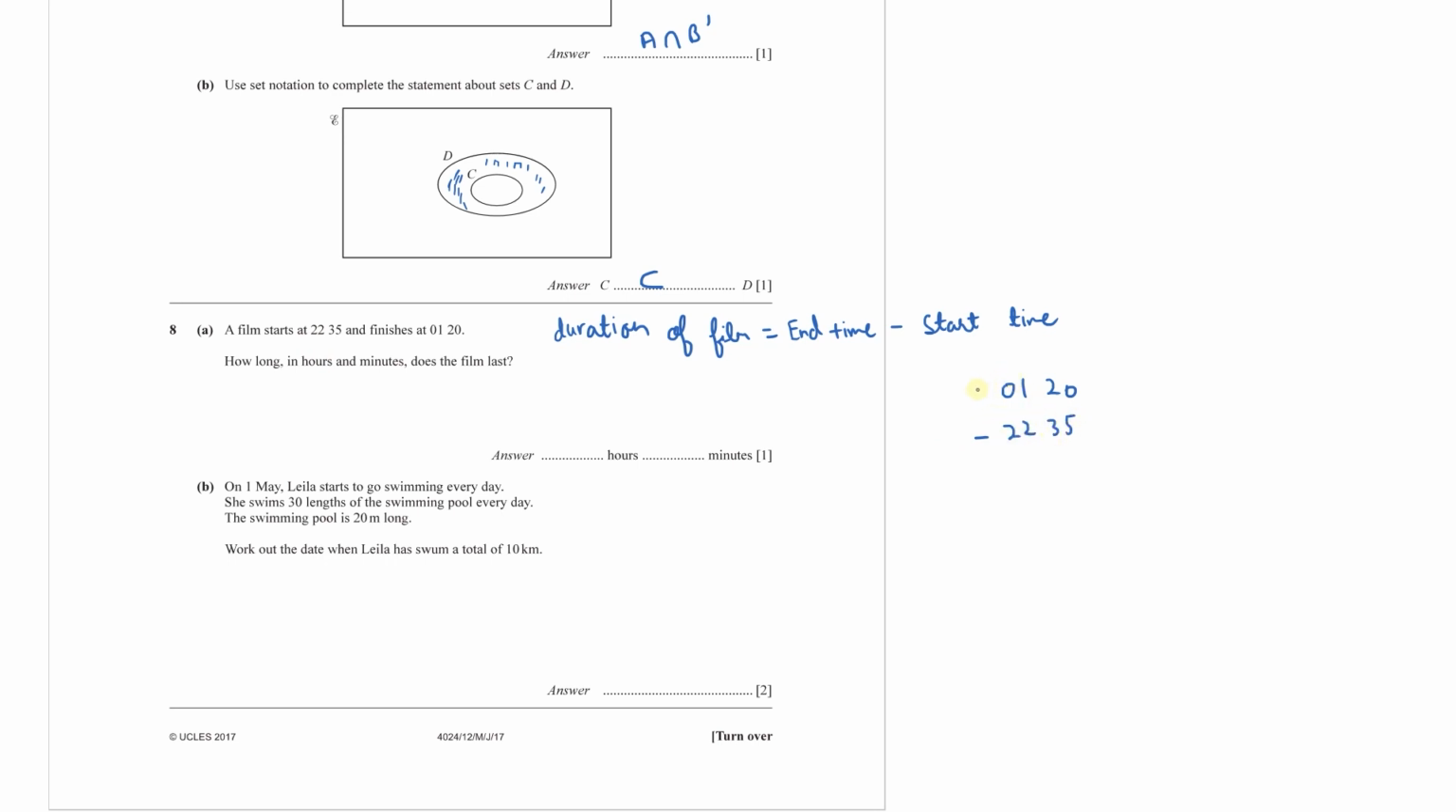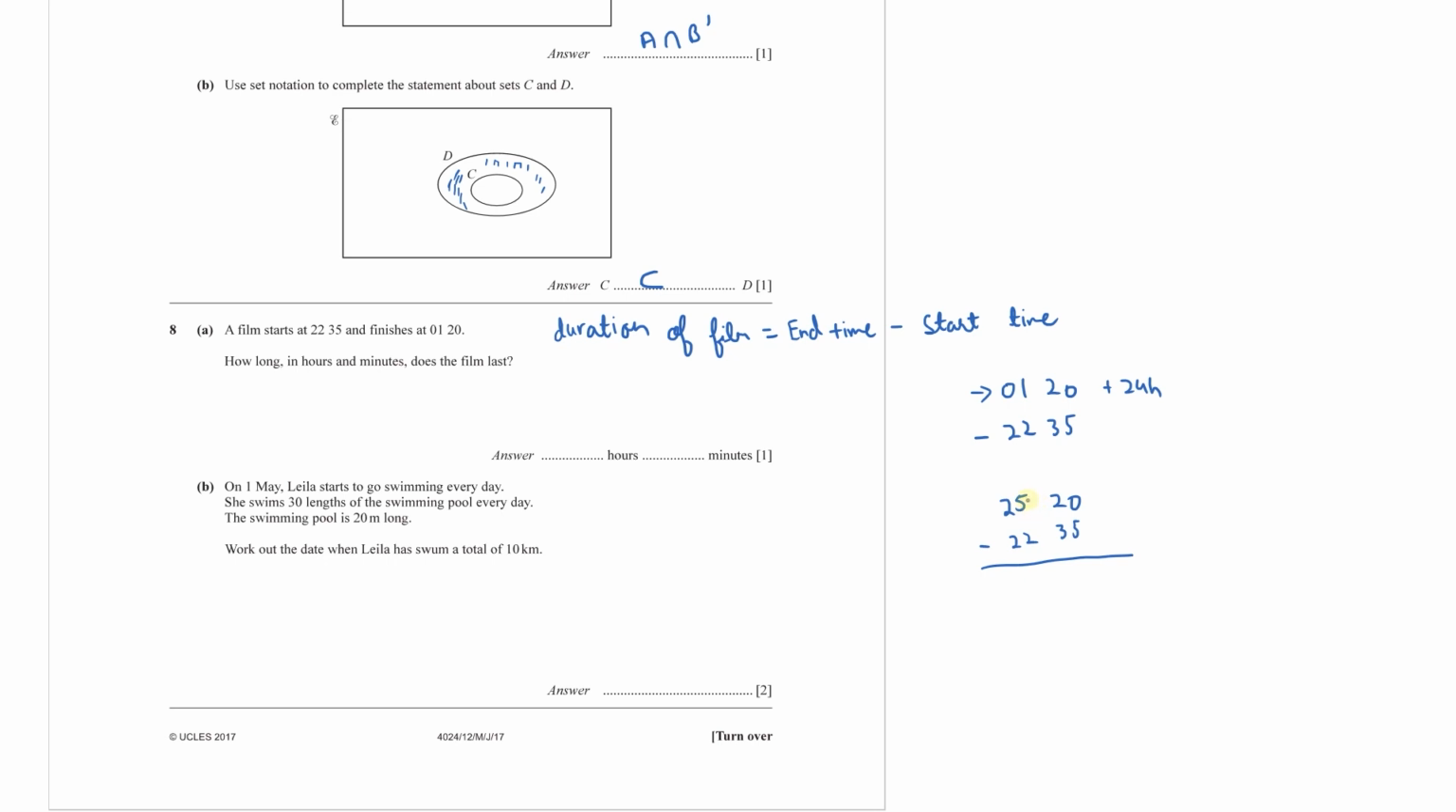But this end time here is on the next day, since you've gone past 12 o'clock at midnight. So you can add 24 hours to this. So I will add 24 hours to this. So I will get 25:20 minus 22:35. Now I can solve this subtraction to get the duration of the film.